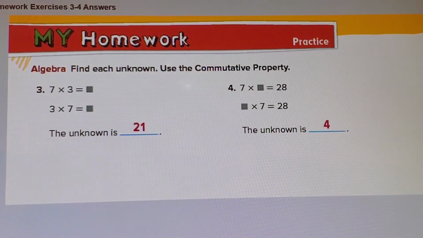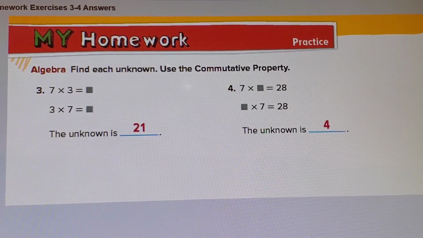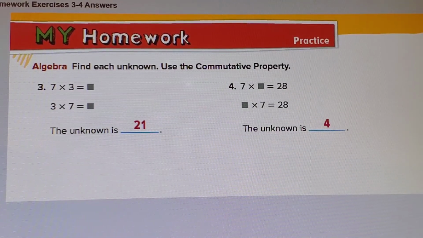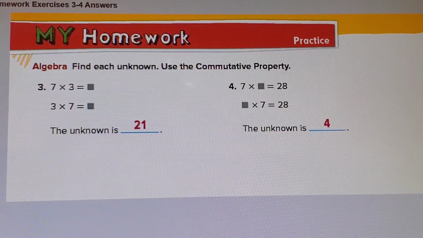The unknown for number 3 is 21, and the unknown for number 4 is 4, because 7 times 4 equals 28, or 4 times 7 equals 28.